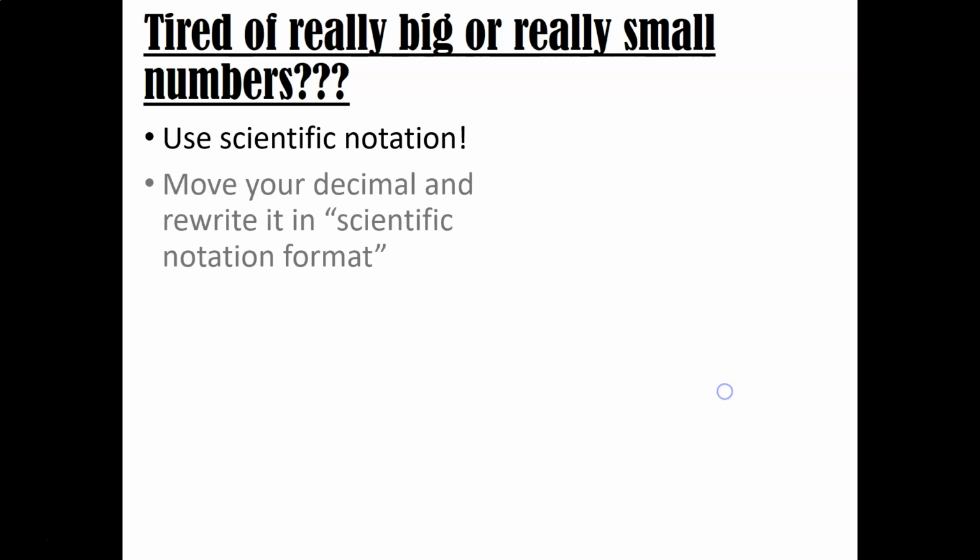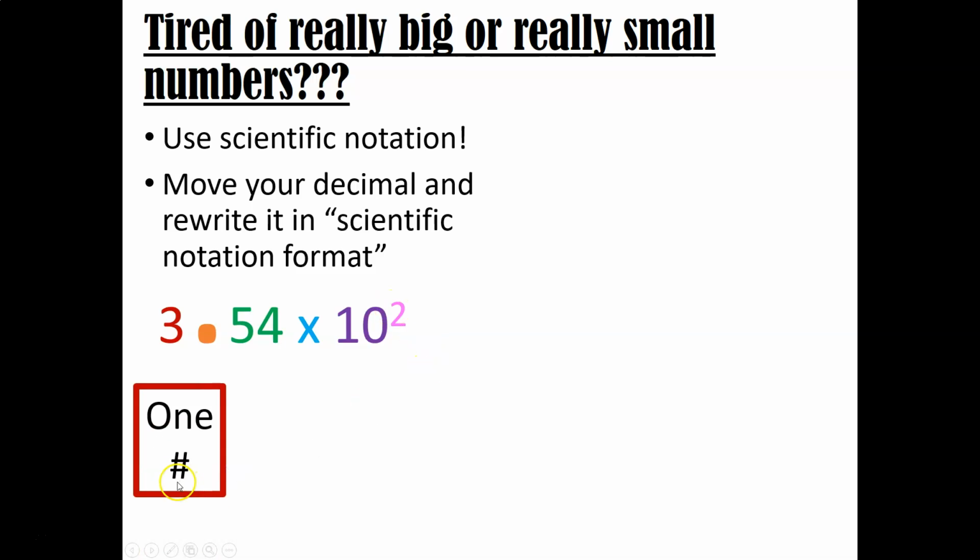In a science class, especially in chemistry, we deal with really, really big numbers and really, really small numbers, and it gets really annoying dealing with so many zeros. So we will be using scientific notation. The nice thing about that is all we have to do is move our decimal back and forth. Scientific notation is going to have one number in the front, then a decimal, then any other numbers that are there, times 10 raised to an exponent.